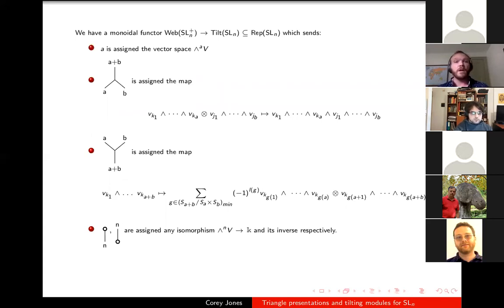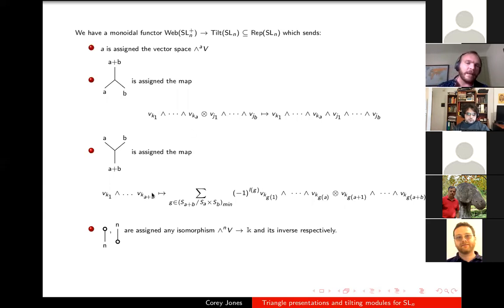So there's a nice monoidal functor which sends the generating object A to the vector space A wedge power V, as we said before. The trivalent vertex just gets assigned the exterior product, the wedge product map. So it should map from the A wedge power of V tensor the B wedge power of V to the A plus B wedge power of V, and indeed you just take the exterior product.